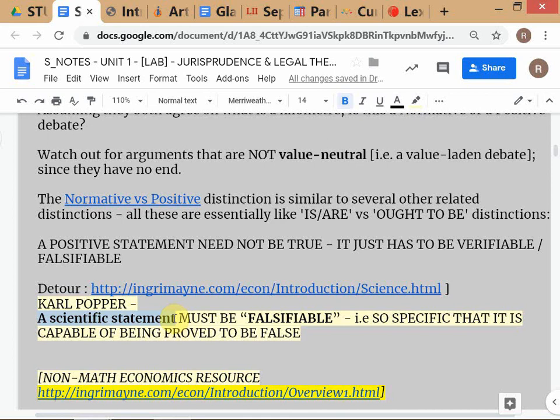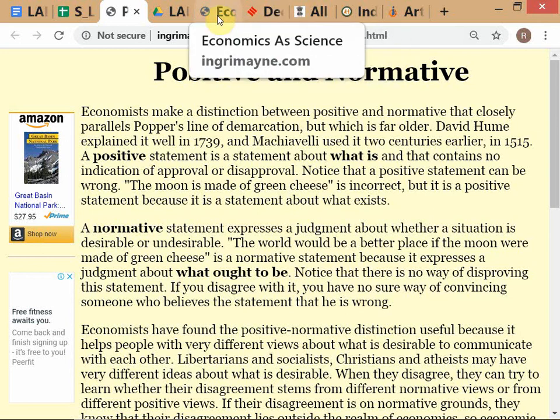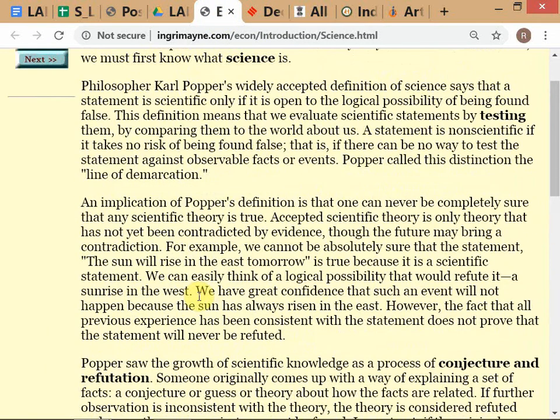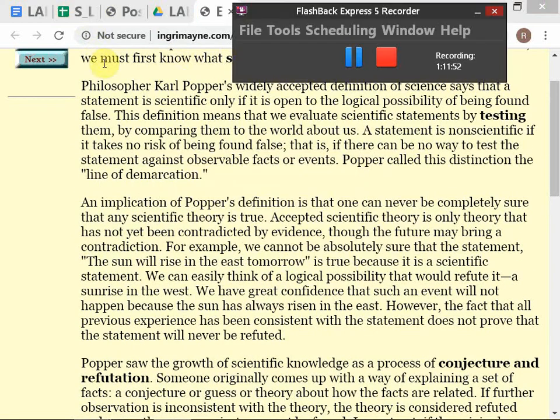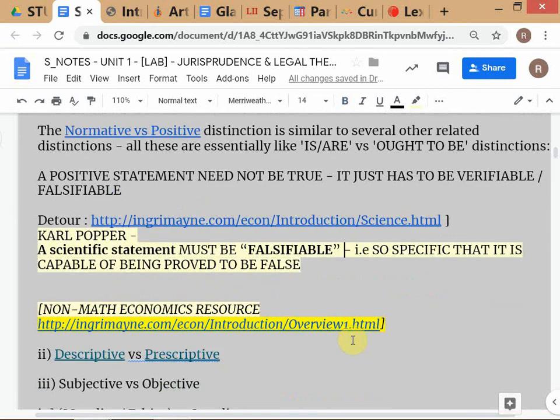Sometimes they're claiming that they're scientific, but there is actually a critical test of what is a scientific statement according to Karl Popper's theory of science, which is a very well accepted theory. You can read about this and the background here, but I'll just give you the brief idea. The idea of a scientific statement is this: it must be falsifiable. What is the meaning of falsifiable? It has to be so specific that it is capable of being proved false.